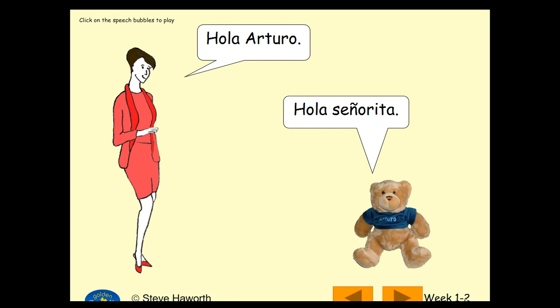Okay, so last lesson we had a little look at greetings. So initial greetings, we use the phrase hola. Do you know what that means? Well done, it means hello. So we had a little look at an adult saying hello to children, and then the children responding. So we had, Hola Arturo, and then in response, Hola señorita. Now, does anyone remember what señorita means?